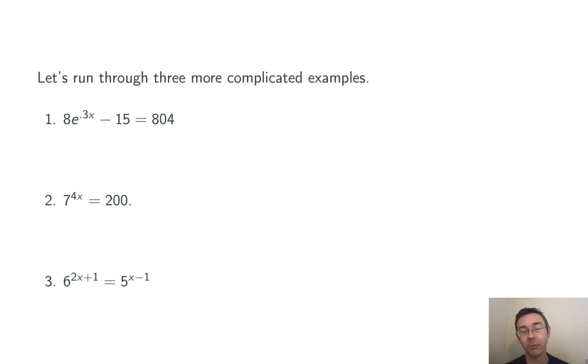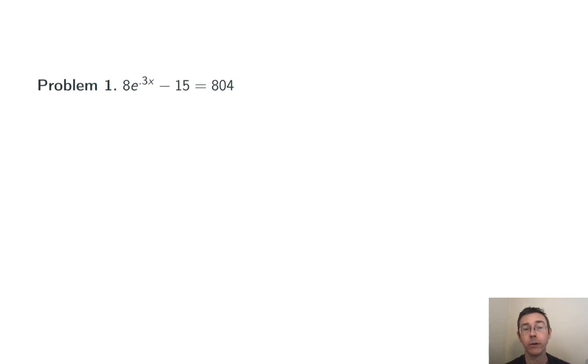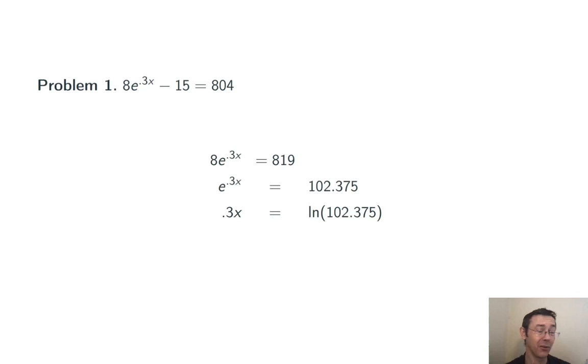Okay, let's run through some slightly more complicated problems. We're going to do 3 of them. The first one is 8e to the 0.3x minus 15 equals 804. The idea here is to get the exponential function all alone and then to undo it with a logarithm, in this case a natural logarithm. So I add 15 to both sides, divide by 8, and then take those natural logarithms.